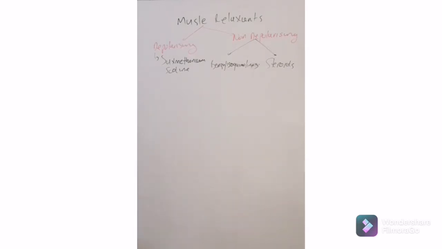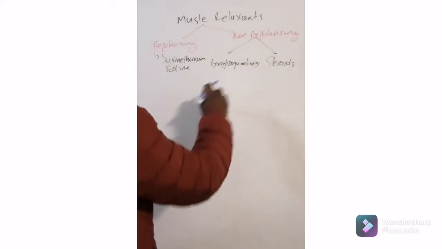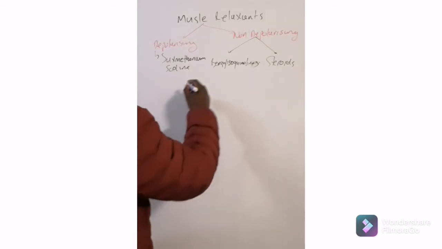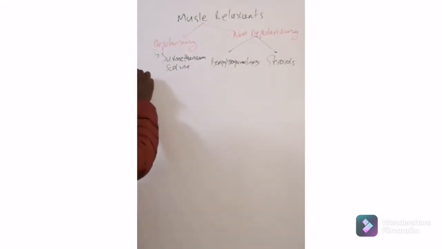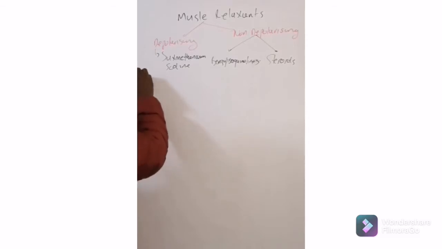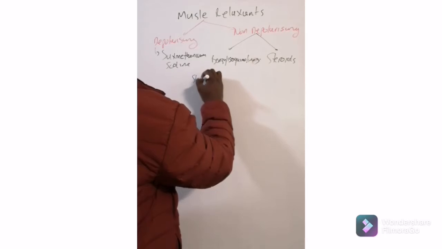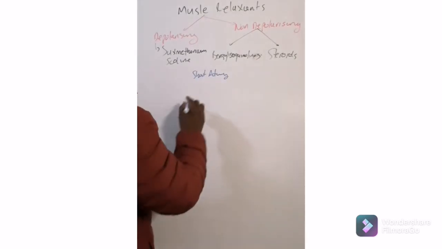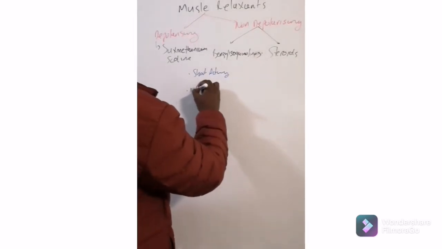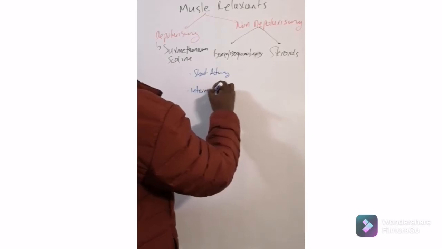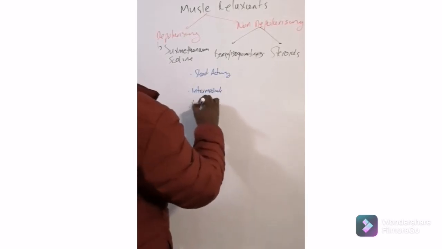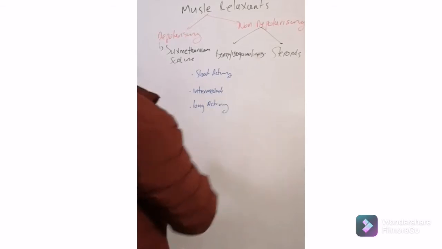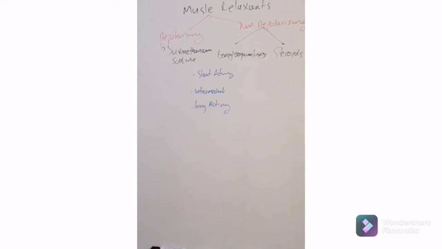So these are the subclasses that you get there, and these ones are again divided into short acting, and then there's intermediate acting, and then there's long acting, right?